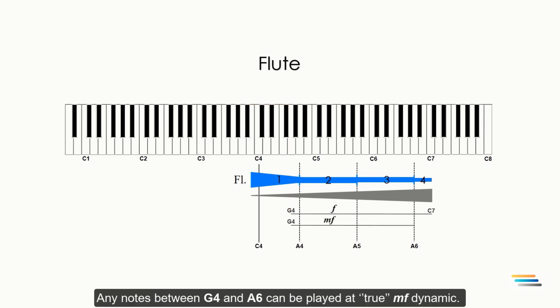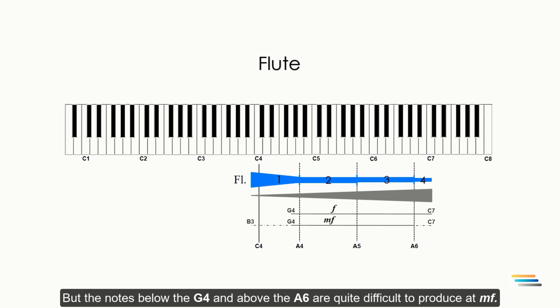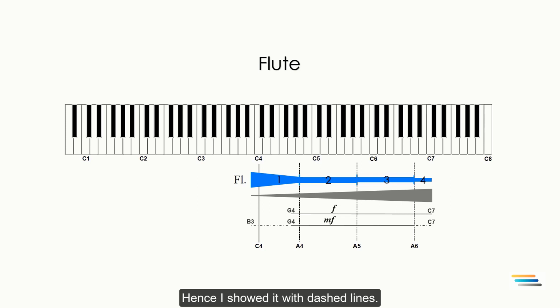Any notes between G4 and A6 can be played at true mezzo forte dynamic. But the notes below G4 and above A6 are quite difficult to produce at mezzo forte. Hence I showed it with dashed lines.